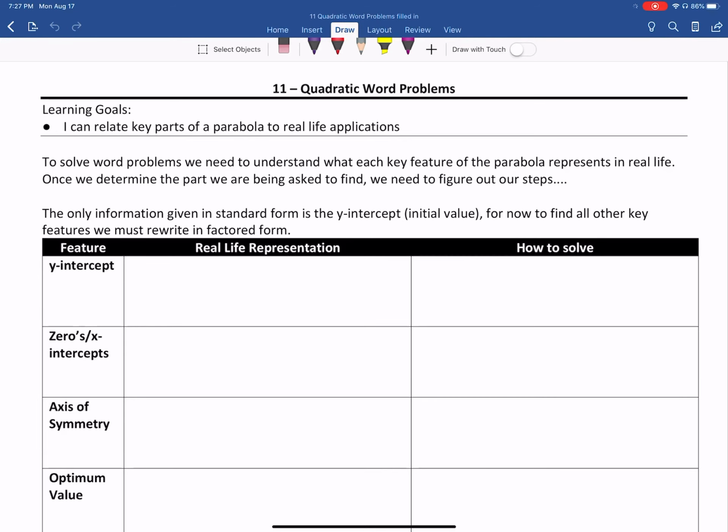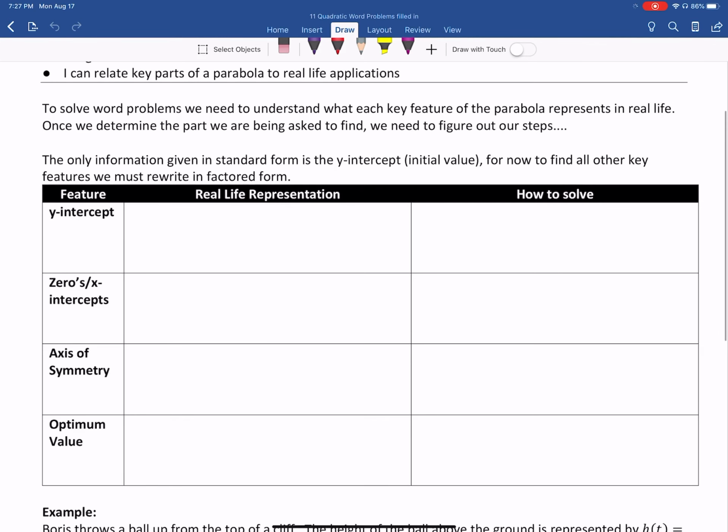Okay, now that we know how to solve for the y-intercept, the x-intercept, the axis of symmetry, and the optimum value, we are going to figure out how to apply that to real-world questions, which we call word problems in math. So let's quickly review how to solve for each of these three things.